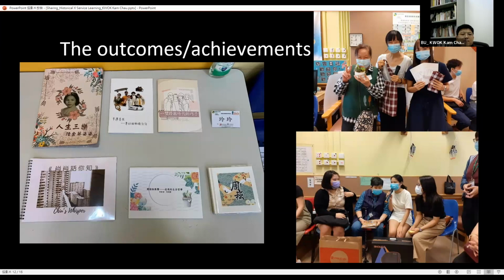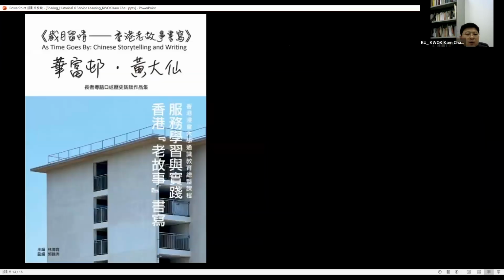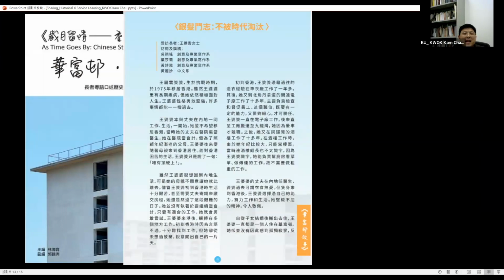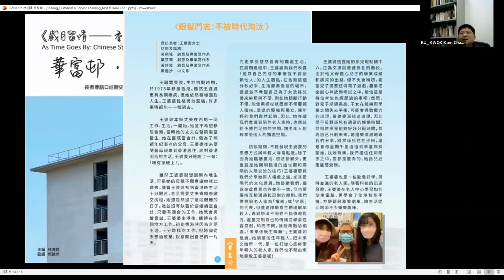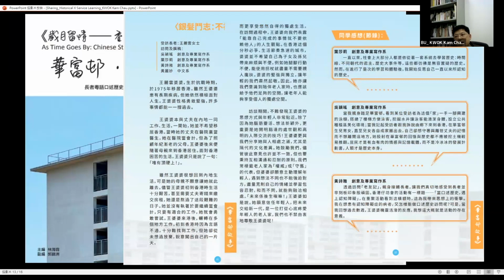Wait. Let me tell you something about the support from GEO. We successfully got the financial support, and then we published the seniors' stories plus the students' reflective journals. And here's the hard copy of the publication. And we also have the soft copy from the link on the GEO website. And I recruited student partners, and we formed a committee in charge of editing, design, and printing.